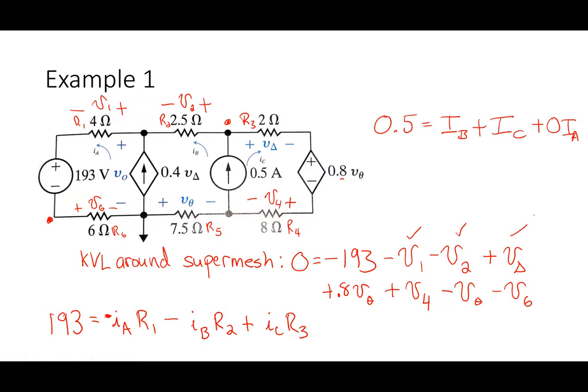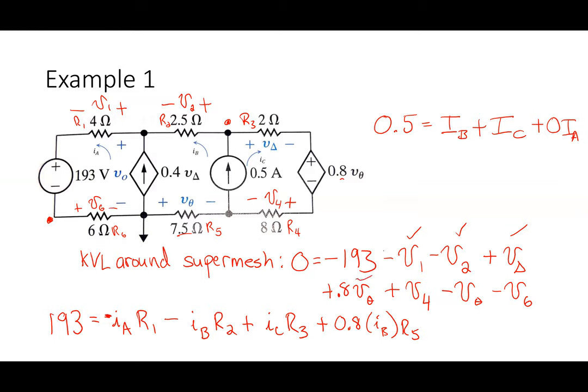Now, 0.8 V theta. So I've got to look at where V theta is. V theta is on my R5 here. So I have 0.8 times V theta. What's V theta? IB times R5. Notice IB, if I follow it around, goes into the plus terminal of that resistor. So I would say times IB times R5, like that. All right, so now I've got this one down.